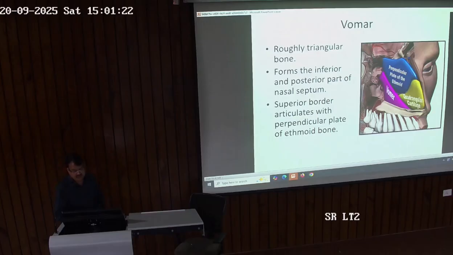Nasal septum is formed by the quadrangular cartilage, perpendicular plate of the ethmoid and vomer. This is the septal wall. See the perpendicular plate of the ethmoidal bone. This one is the vomer bone, and this quadrilateral cartilage is placed on this vomer bone.